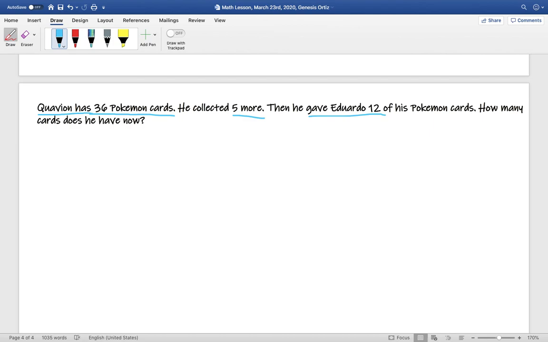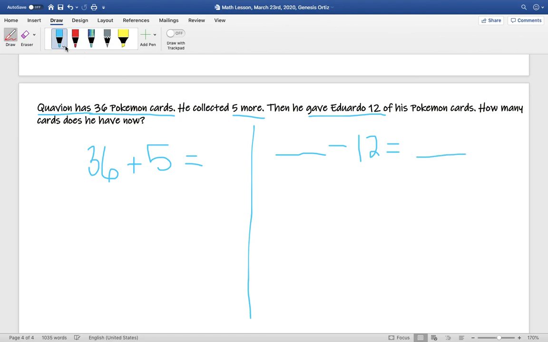So first, let's figure out this first step. We know that he has 36, and he collected 5 more, right? So we need to figure out how many he has in total, plus 5, right? Because more tells us addition. What do you think the second problem would be? Then he gave Eduardo 12 of his Pokemon cards. So if he's giving away, that means he's losing, which means it's subtraction. So blank minus 12 equals blank.